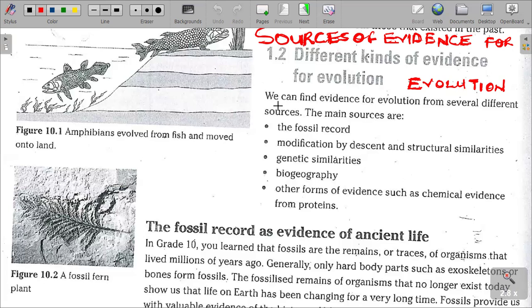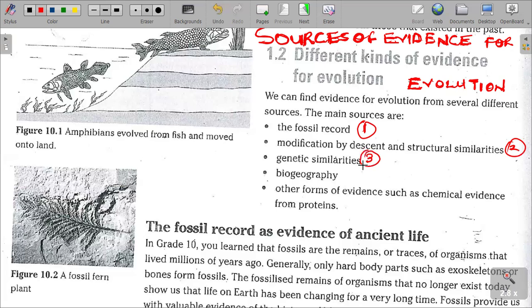We need to understand that we have got different sources of evidence, which amongst some of them include the following. One, fossil records. We can have sources of evidence from the fossil record. Two, we have got modification by descent and structural similarities. I'm sure that you have seen a question paper where you are asked about analogous and homologous structures. I'm sure that you have once heard about that.